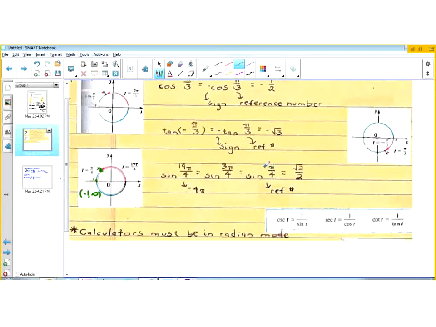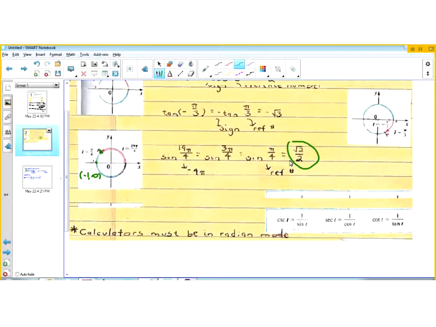And so from the table, we know that the sine of pi over 4 is the square root of 2 over 2. Okay? Let's see what else here. So this is the answer. And we know that the sine function is positive in quadrant 2. Right, so that's how that works.